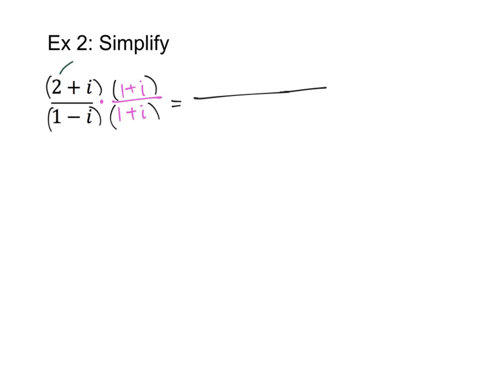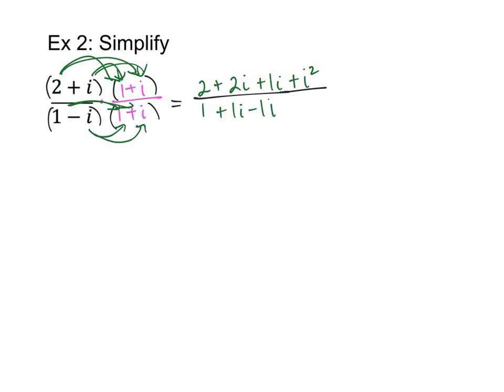All right, we're going to start with the top. So 1 times 2 gives me 2. 2 times i gives me positive 2i. i times 1 gives me 1i, and then i times i gives me i squared. All right, I'm done with the top. Now for the bottom here, 1 times 1 gives me 1. 1 times i gives me 1i. Negative i times 1 gives me negative 1i. Negative i times i gives me negative i squared.